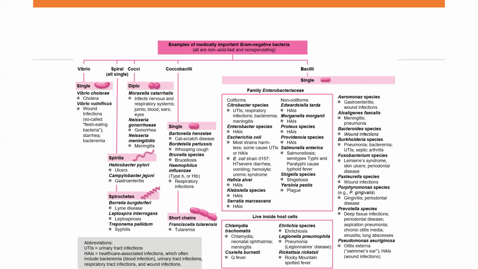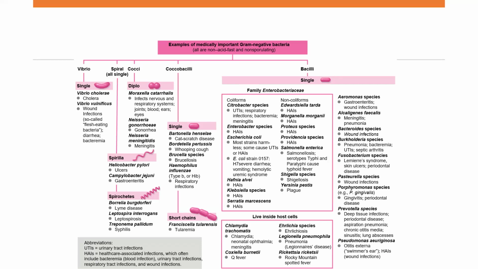All right. So I don't expect you to know all these things, but this is a fun little chart of medically important gram-negative bacteria. Notice that a lot of the bacteria over here in gram negatives just appear as single bacilli. That's on the right-hand side of this chart. This is where you're going to find your Enterobacteriaceae, which includes E. coli and Salmonella and Shigella, and Yersinia, which is the plague, and several other organisms as well.